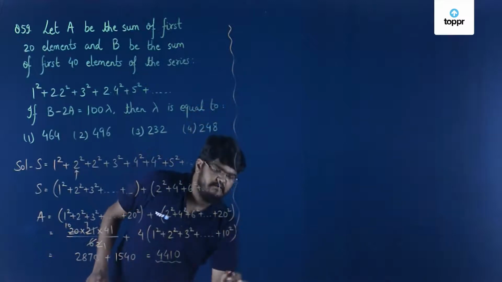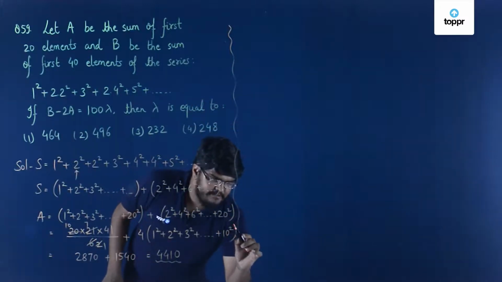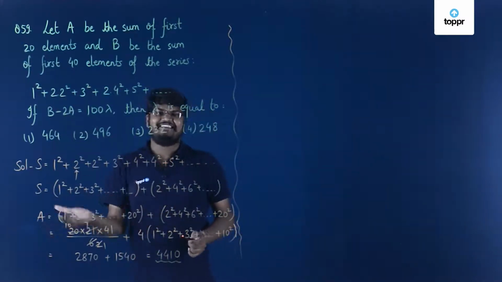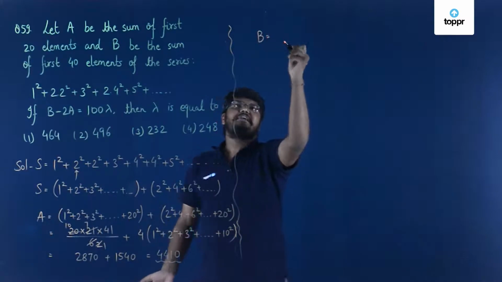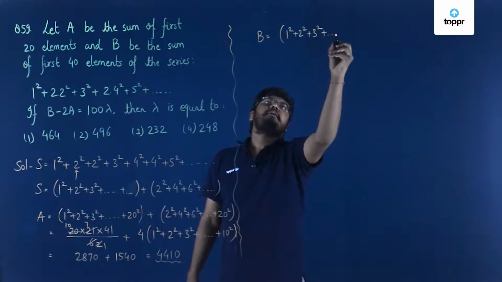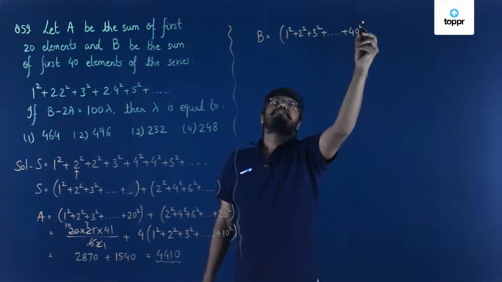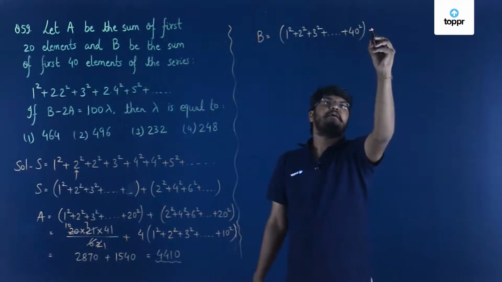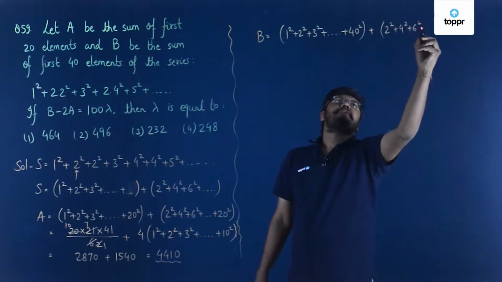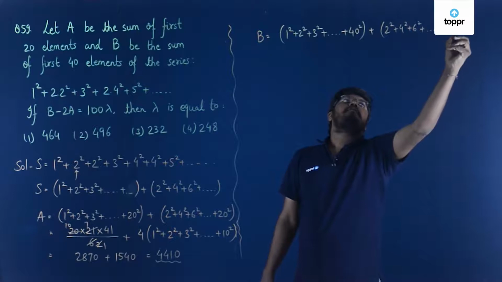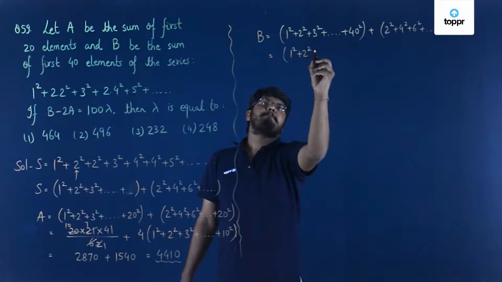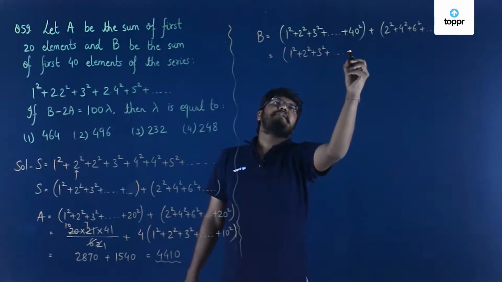Now we have to find out the value of B. And in fact, it's actually quite easy to find B now that we already know the value of A, because we have already identified the pattern of the series, right? So I can directly say that my B is actually equal to 1 square plus 2 square plus 3 square and so on up until 40 square, because it is the sum of first 40 elements of the series, plus 2 square plus 4 square plus 6 square and so on up until 40 square. I'm going to keep it like this only for a minute, and I'm going to modify the other series.